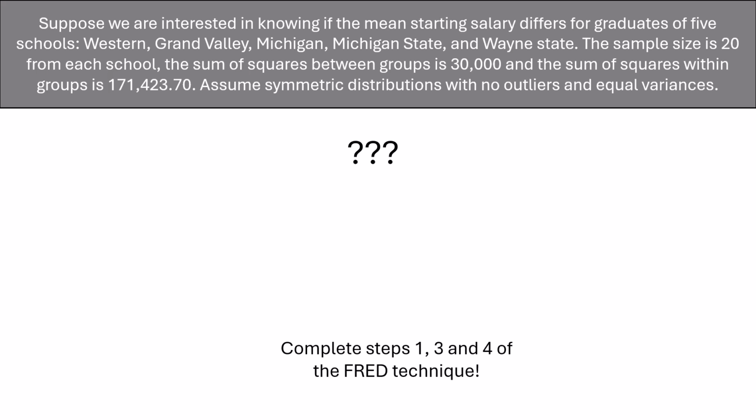So here is a problem for you to try. It says, suppose we are interested in knowing if the mean starting salary differs for graduates of 5 schools: Western, Grand Valley, Michigan, Michigan State, and Wayne State. The sample size is 20 from each school. The sum of squares between groups is 30,000, and the sum of squares within groups is 171,423.7. Assume symmetric distributions with no outliers and equal variances.